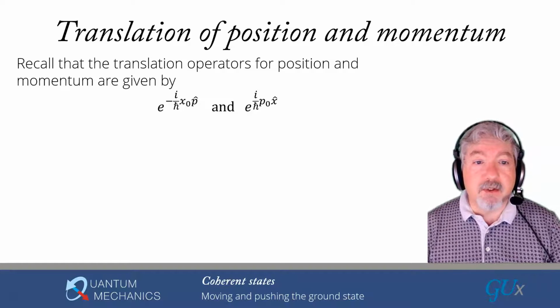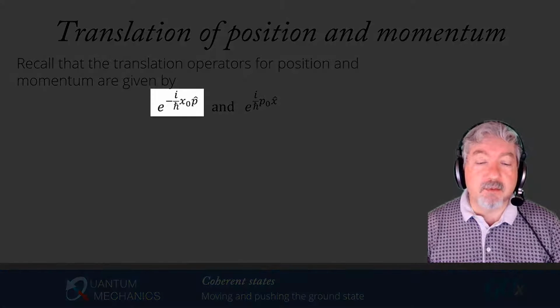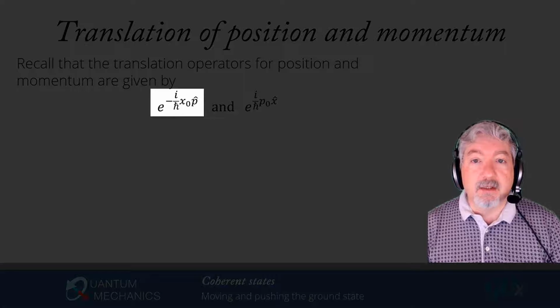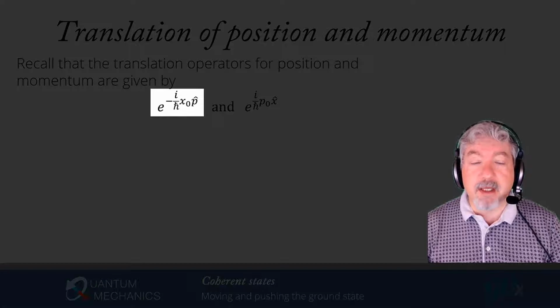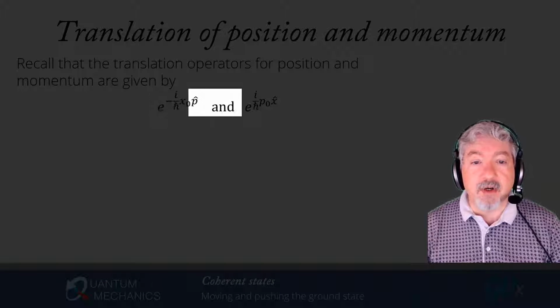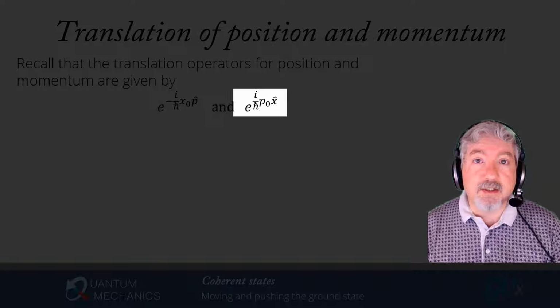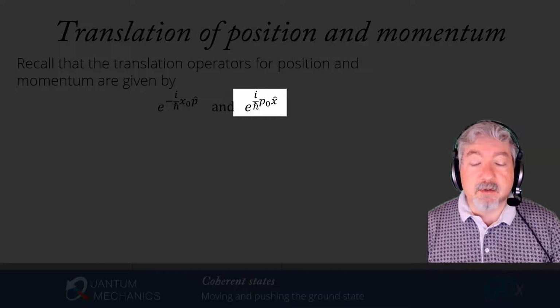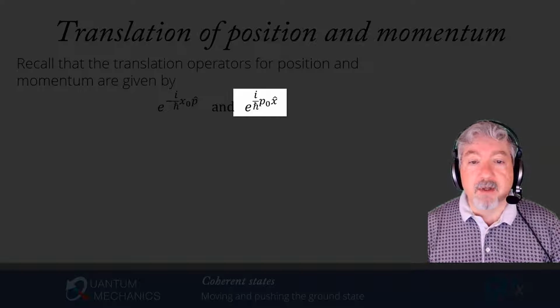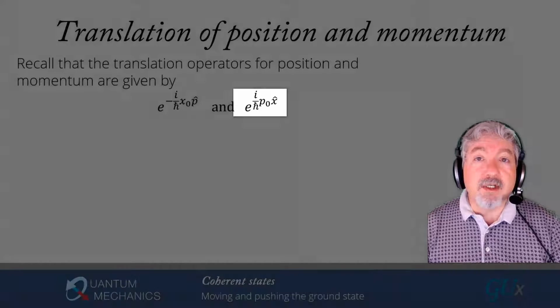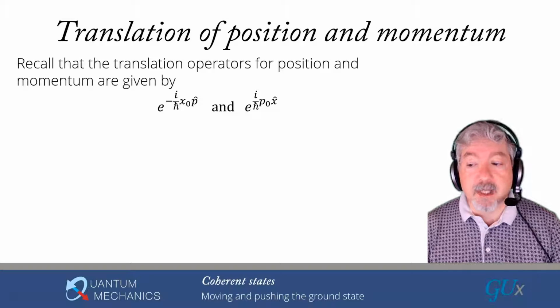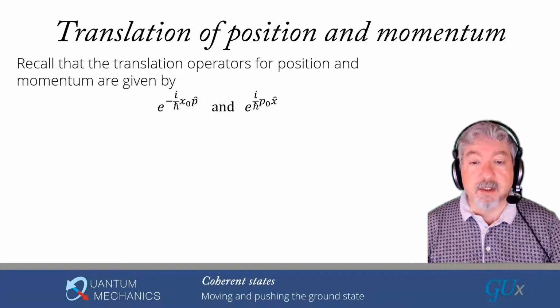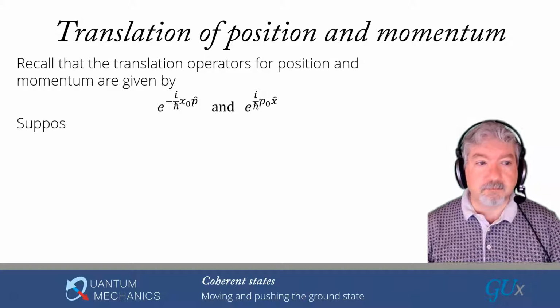So let me remind you what those translations are. On the left, we have the translation in position, and it will translate by an amount of x sub 0. And on the right, we have the translation with respect to momentum, and that will translate the momentum by an amount of p sub 0. You notice the signs and the exponents are different. That's the way that it comes out because of the commutation relation between position and momentum.